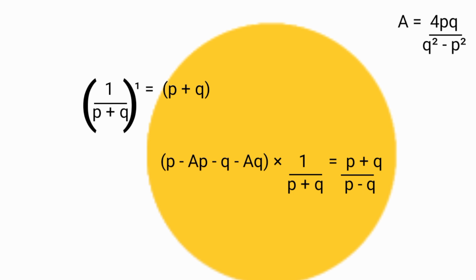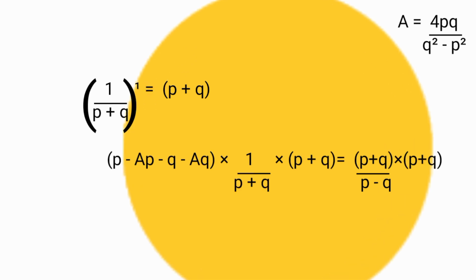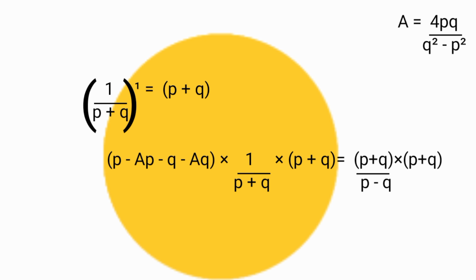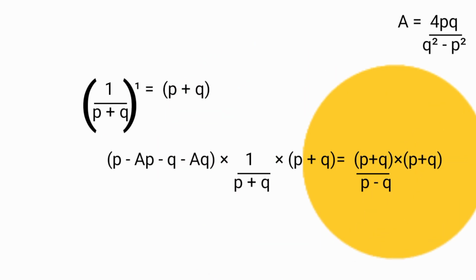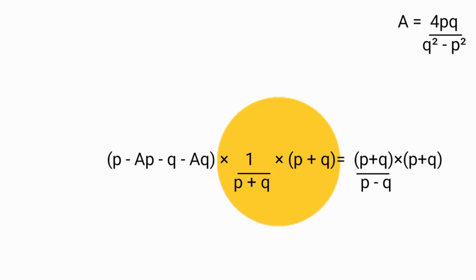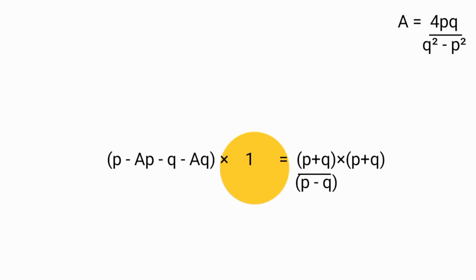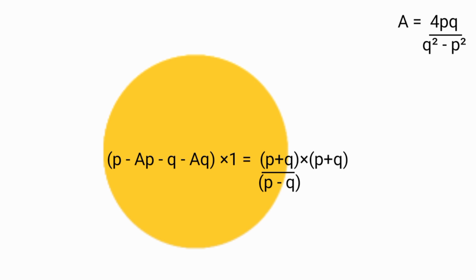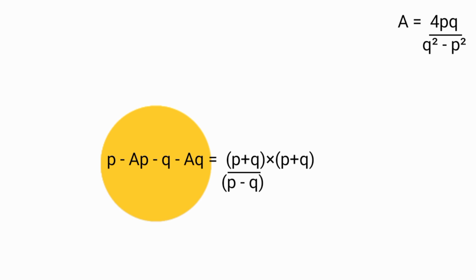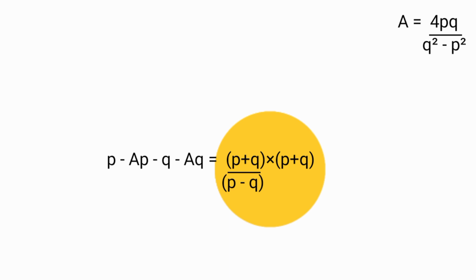So multiplying both sides here by p plus q, now we have (p minus ap minus q minus aq) all multiplied by 1 over p plus q all multiplied by p plus q is equal to (p plus q) over (p minus q) times (p plus q). Here 1 over p plus q times p plus q is the same as p plus q over p plus q, which is 1. So now 1 times (p minus ap minus q minus aq) is p minus ap minus q minus aq, which equals (p plus q) over (p minus q) times (p plus q).